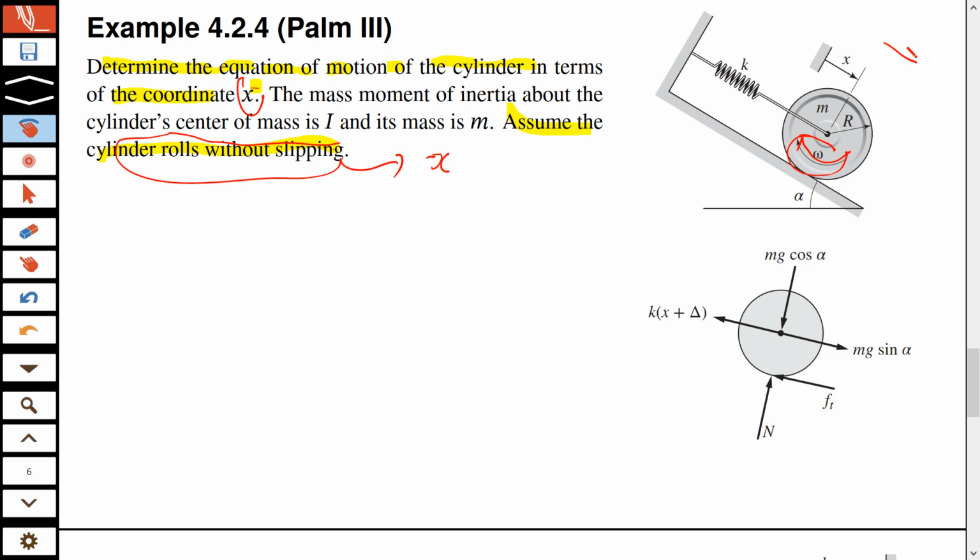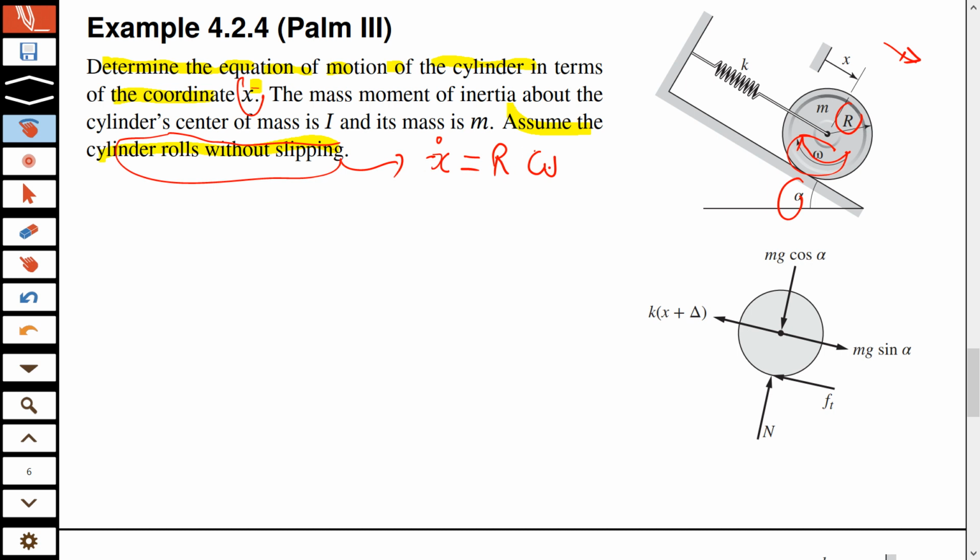this translational motion and the rotation omega, remember, don't confuse it with this alpha you fixed. This omega and this x dot are related with the radius r, okay? And that means that whenever we see omega, that will be replaced with x dot by r, okay?